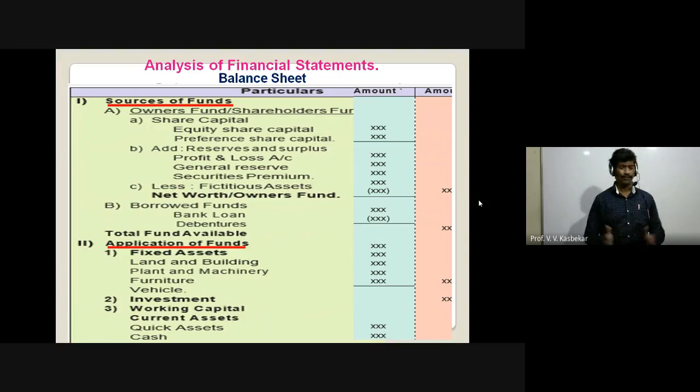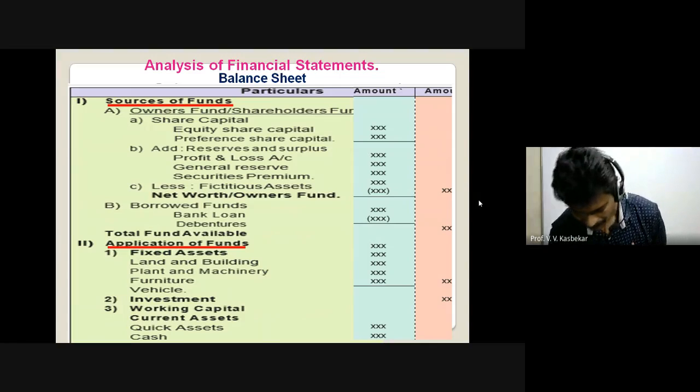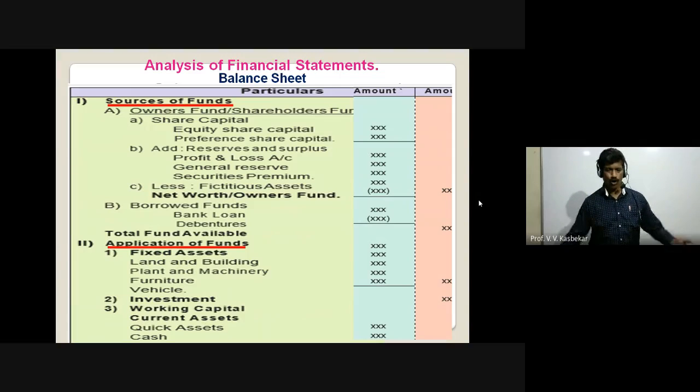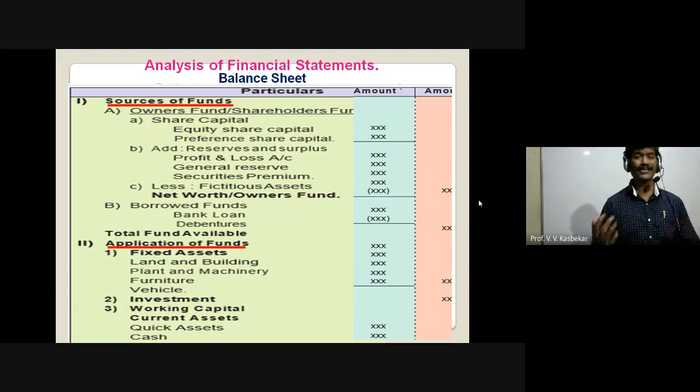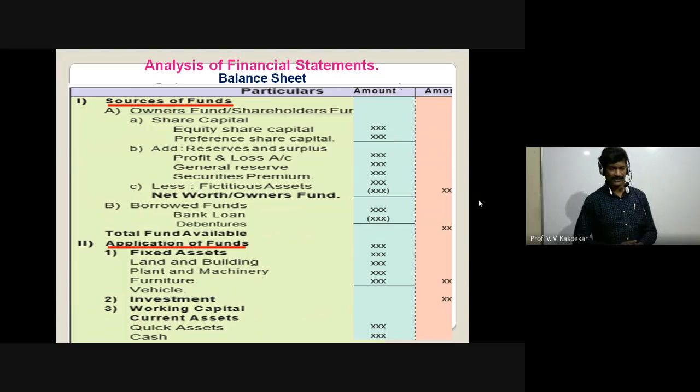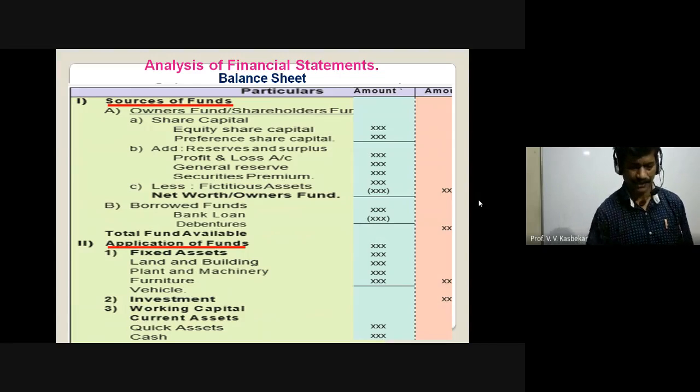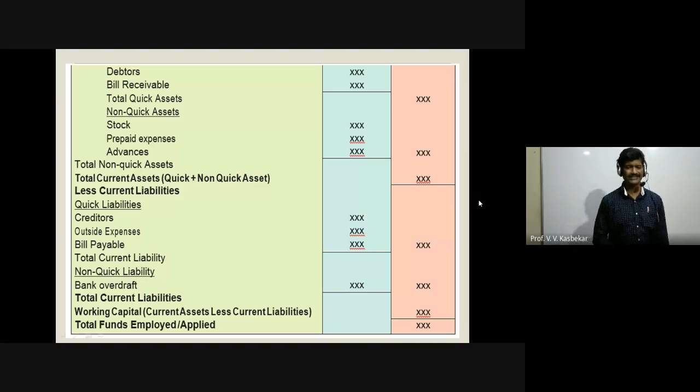Second, it is application of funds. That means utilization of those funds. So let us see how it is utilized. We can purchase fixed assets. Number one, fixed assets such as land and building, plant and machinery, furniture, vehicle, or maybe any fixed assets. Second, current assets such as investment. Again, investment is added. It is also application of funds. The number three, working capital, such as quick assets. Quick assets means cash, debtors, bills receivables, and total of quick assets.